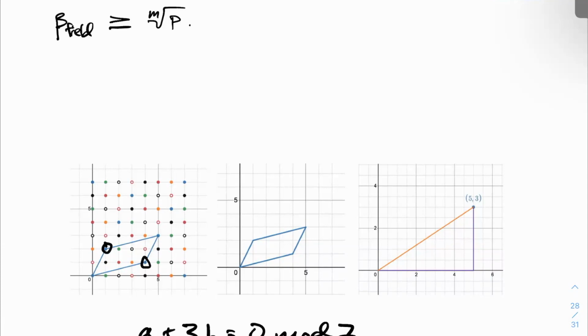Now, I claim that the invariant lattice has index equal to the group order in the whole integer lattice. So you can see that in this picture. I've sort of illustrated that in this picture. The invariant lattice is the blue points.